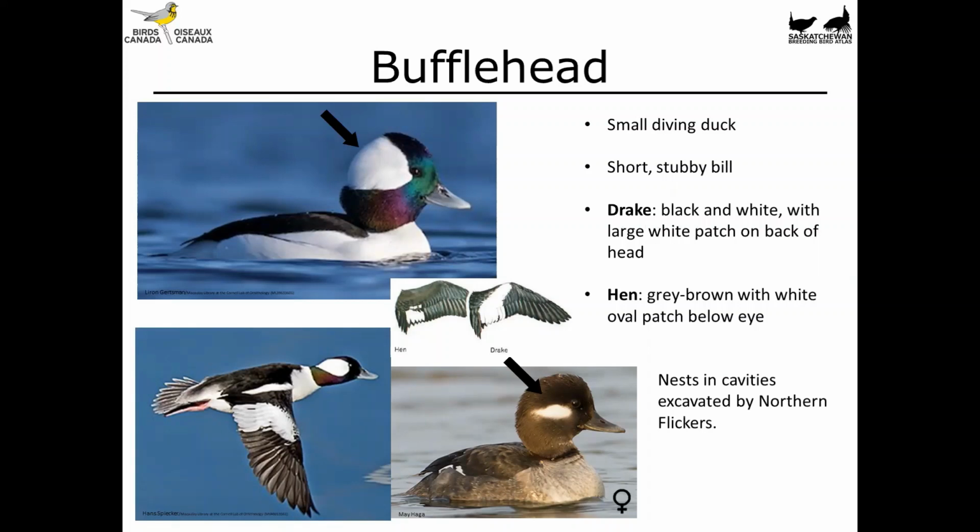The hen bufflehead is this gray brown bird with a white oval patch below their eyes. And both the drakes and the hens have this white patch on their wings.